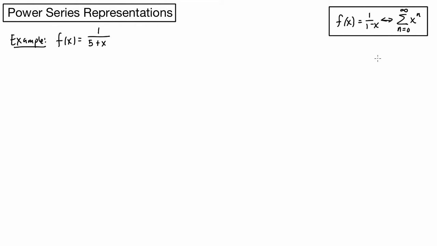I just want us to recall from class that this relationship, this pairing, works as long as the absolute value of x is less than 1, because it's based off of the geometric series, which is convergent as long as the common ratio, which in this case is x, is less than 1 in absolute value. So the idea for these problems is going to be to make each of these look like 1 over 1 minus x. So I want this to look like 1 over 1 minus something.